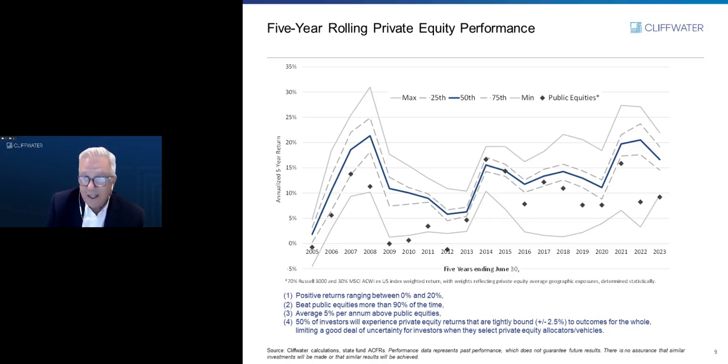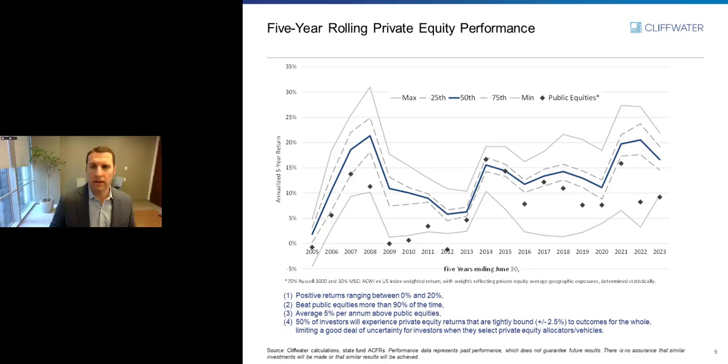The bad news is you can mess up. You can pick a bad manager or bad fund. That would be the solid gray line at the bottom, in which case you're going to be at or fall below public equities. It's not going to be by a lot still, except for the 5 years ending 2005. You're going to have positive returns, but it's going to be hard to demonstrate value added vis-a-vis the public markets.